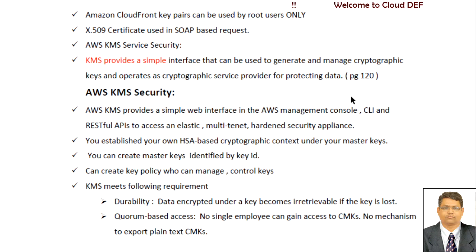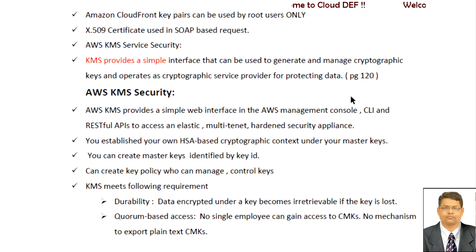AWS KMS service security. AWS KMS provides a simple interface that can be used to generate and manage cryptographic keys and operates as a cryptographic service provider for protecting data. AWS KMS provides a simple web interface in the AWS Management Console, CLI and RESTful APIs to access an elastic, multi-tenant, hardened security appliance. You establish your own HSM-based cryptographic context under your master keys. You can create master keys identified by key ID. You can create a key policy for who can manage and control keys.